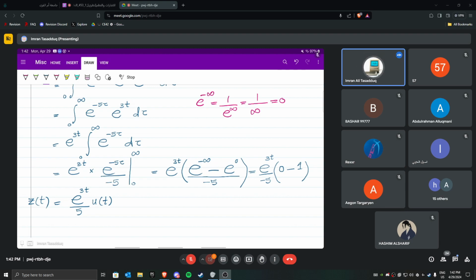All right, is it clear? Any questions? Doctor, if we want to draw it, it will be like an exponential function. Yes, but only on the positive side. Yes, it will be an exponential function. The amplitude is 1 over 5, and it will be a growing exponential. It will be increasing.